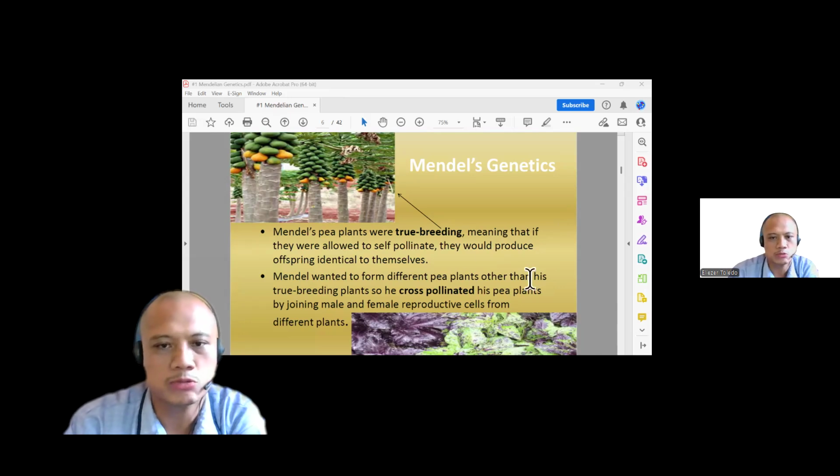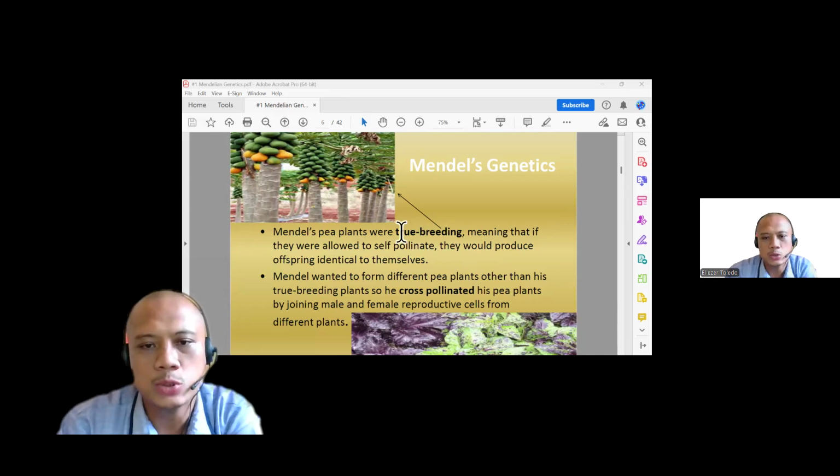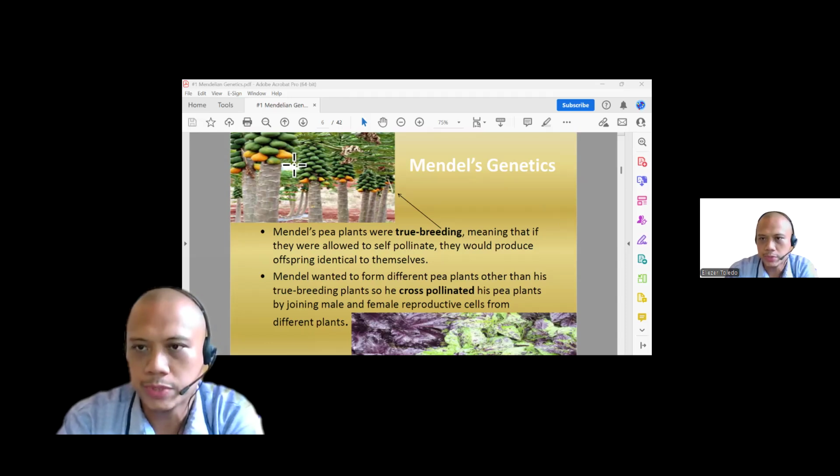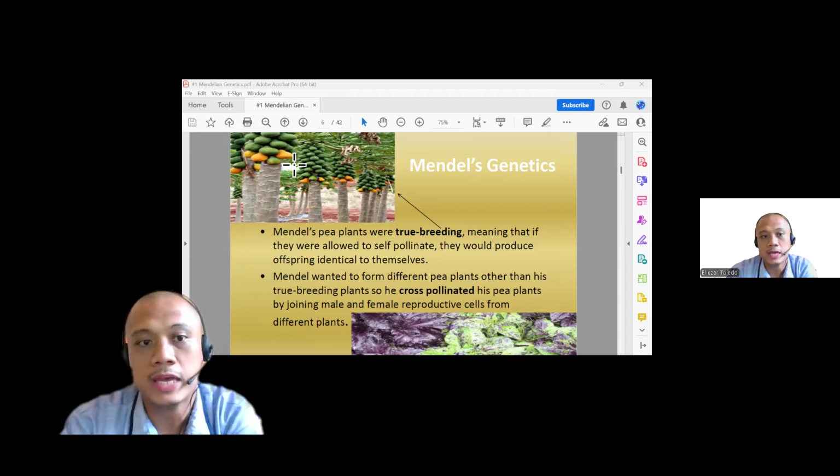Mendel's pea plants were true breeding. And how do we find true breeding? Meaning that if they were allowed to self-pollinate, they would produce offspring identical to themselves. Okay? Say, for example, if you look at the picture, if this papaya would produce yellow, ripe papaya, then definitely its offsprings would also produce a true breeding, which would also have a yellow ripe papaya.